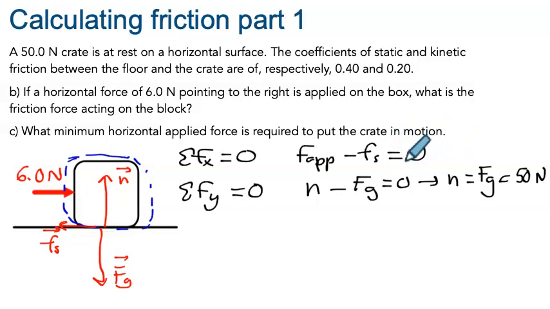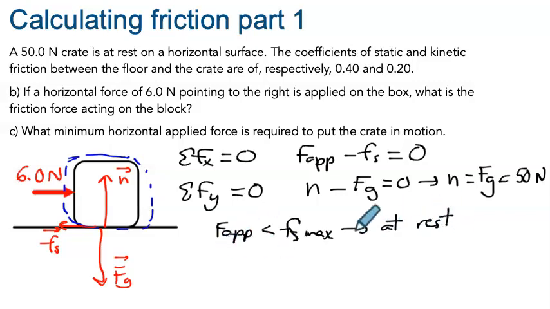This equals 0 in here is something that we should check. In order to check it, we want to see what the conditions are for the block to move or to stay at rest. The condition is that if F applied is smaller than Fs max, then we know that the block will stay at rest.